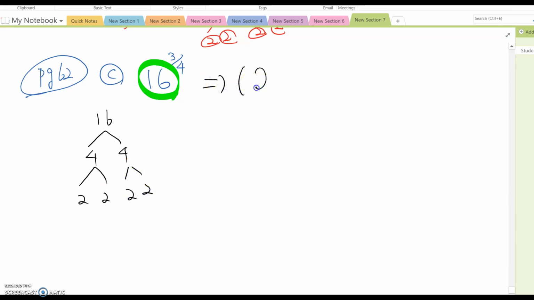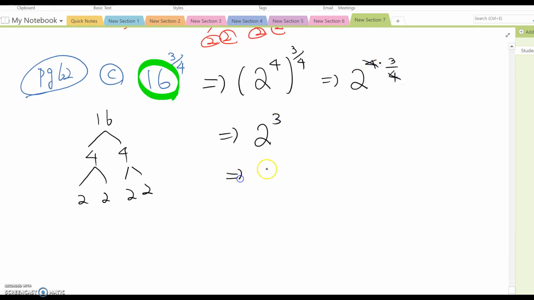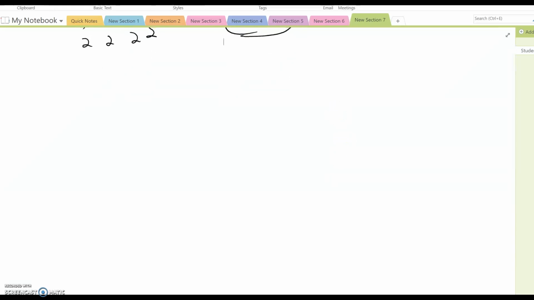So this is going to be 2 to the 4th power, to the 3/4 power. So 2 to the 4 times 3/4 power, which is 2 to the cube power because they cancel out. So it becomes 8. That should be the answer. What about if we have this kind of expression, like j: 25 to the 1/2 power plus 27 to the 2/3 power. Still the same, but we are doing each one as a different step here.